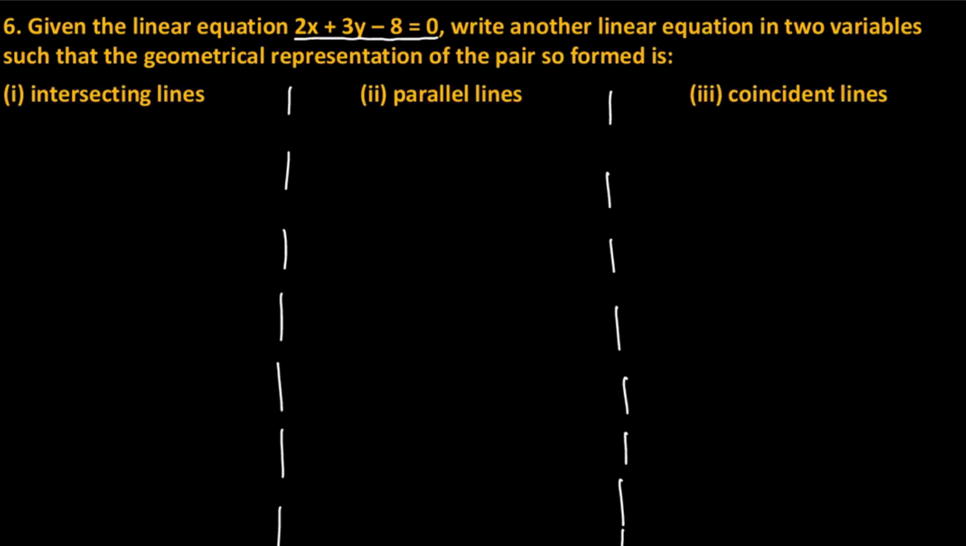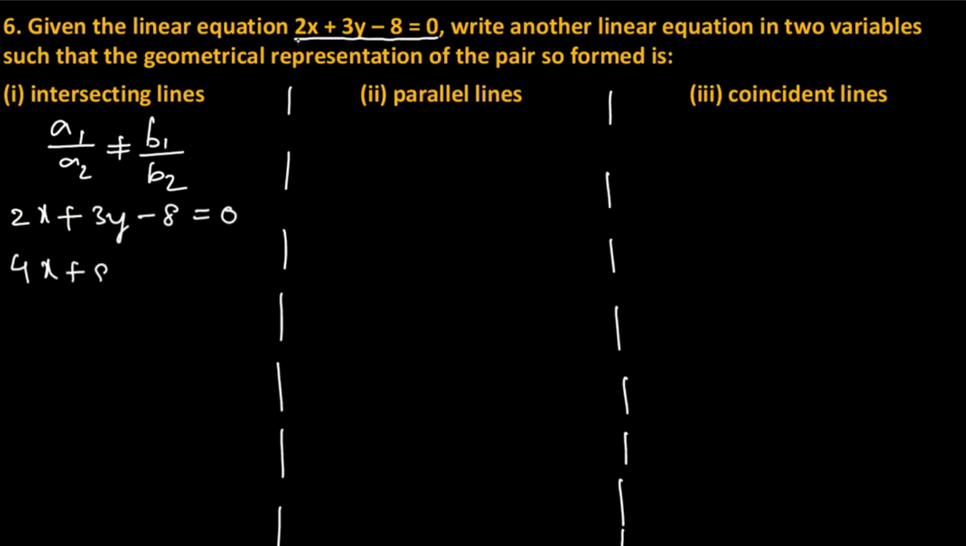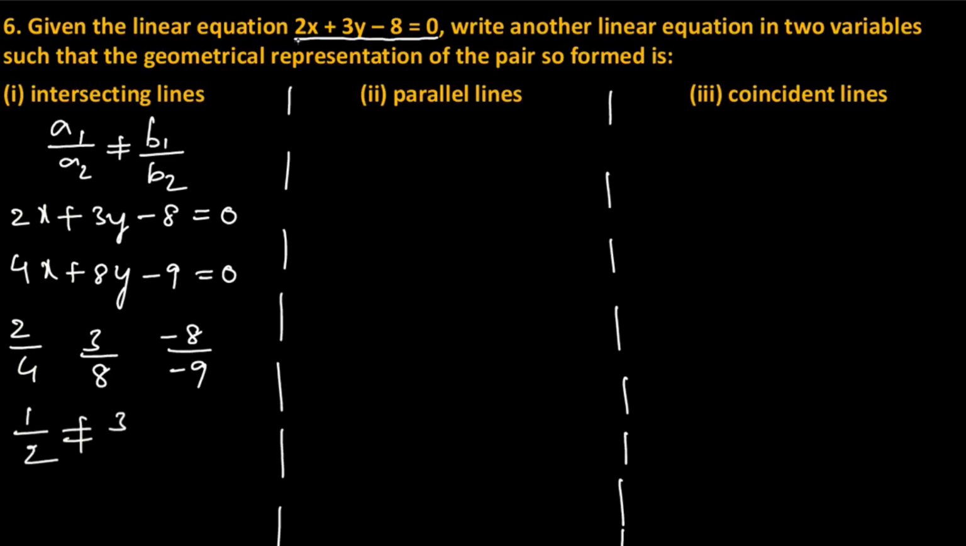So for the intersecting lines, a1 by a2 must not be equal to b1 by b2. For this, our equation is 2x plus 3y minus 8 is equal to 0. We can take anything, like 4x plus 8y minus 9 is equal to 0. You can observe 2 by 4, 3 by 8, minus 8 by minus 9. Intersecting lines. Here 1 by 2 is not equal to 3 by 8. Proved. Next, parallel lines.